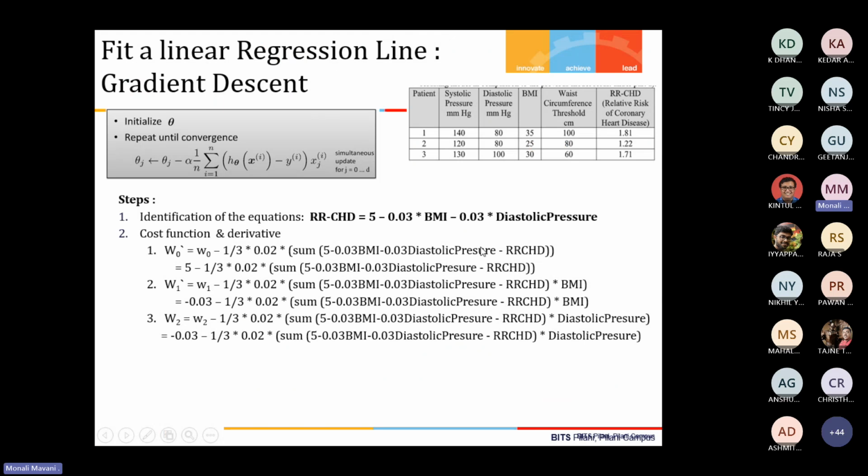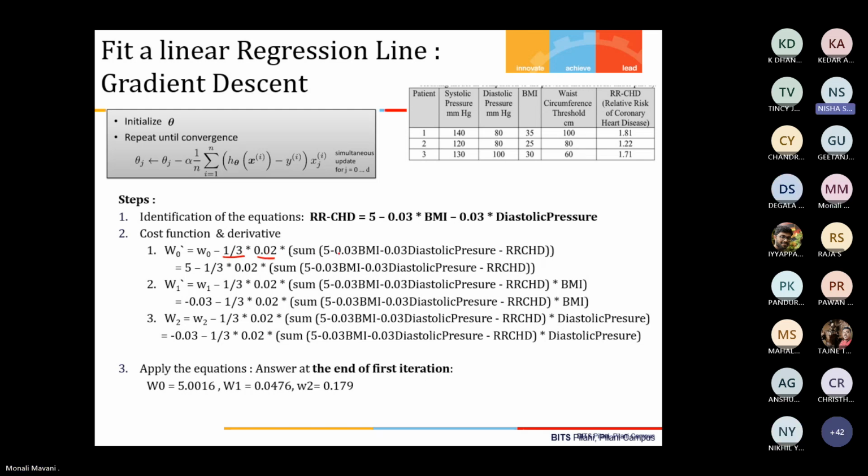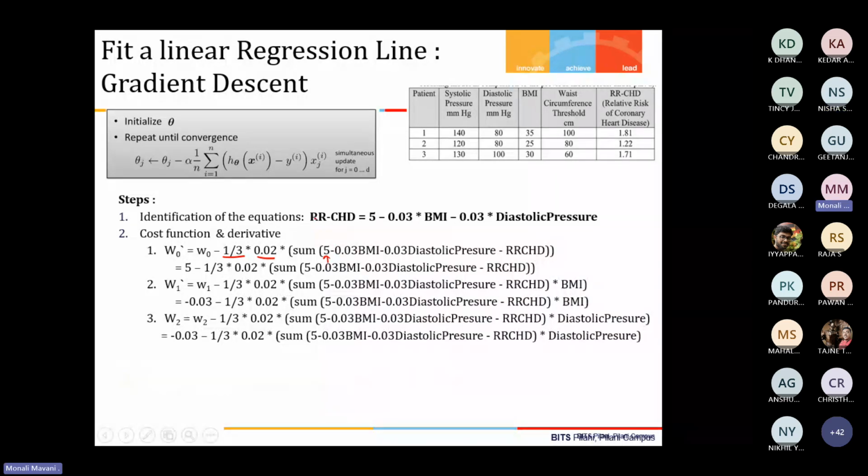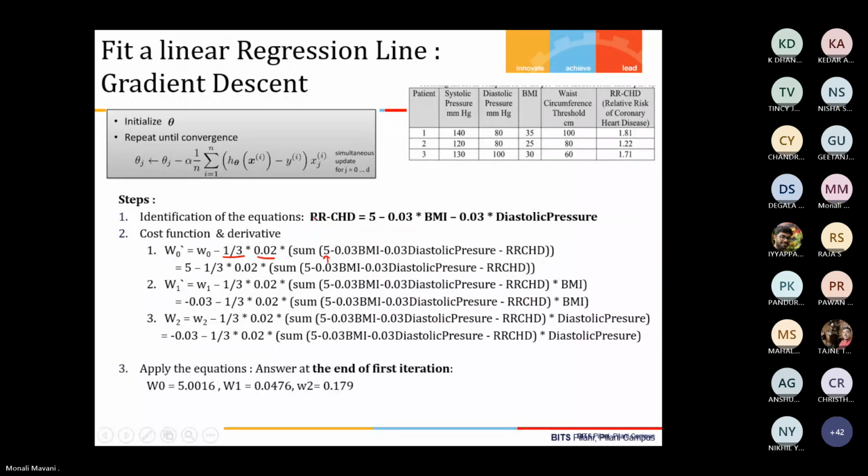Here, you can see the slide, right? Yeah. What it is doing: this is the learning rate, alpha. This is the number of examples, 1 by 3. Then sum from this 5. So W0, I got it. It's given, right? This 0.03 is given in the question. And this BMI value you will take from here. For the first example 35, for second example 25, third example 30.